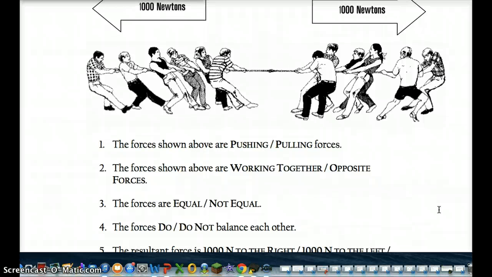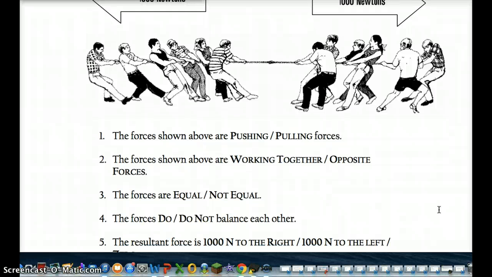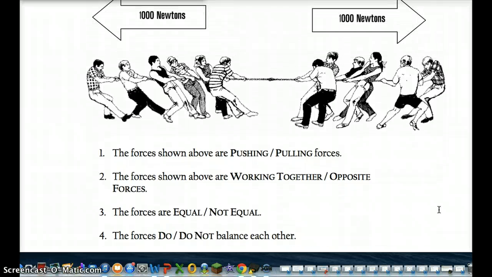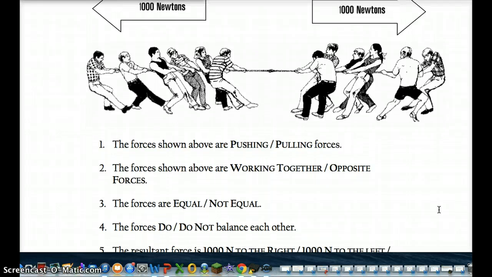Do the forces balance each other out? Do they or do they not balance each other out? Is somebody winning? If they're winning, then it's not balanced. If nobody is winning, if it's not moving at all, then it would be balanced. Now, the resultant force in this case, remember, we learned earlier that if it's the same amount of force on each side, and it's balanced, then it is going to equal out.